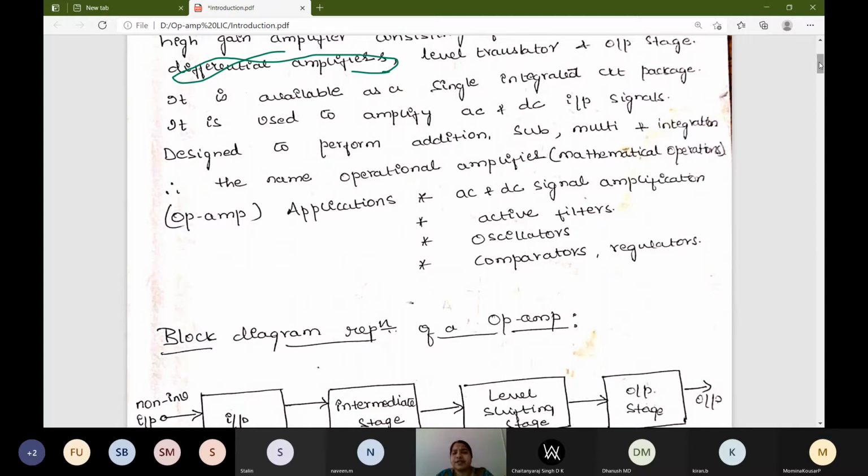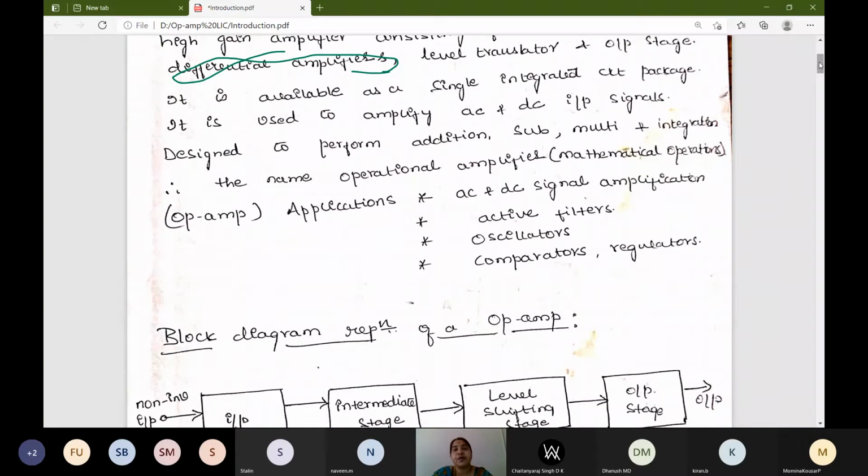And what are the applications? It can be used for AC and DC signal amplification. So as the name indicates, amplification is the first important application of an amplifier. Then it can be used as filters. Filters mean removing unwanted signals. It can be any signal that is not required, which creates noise or distortion, and that should be removed. So it can be used as filters.